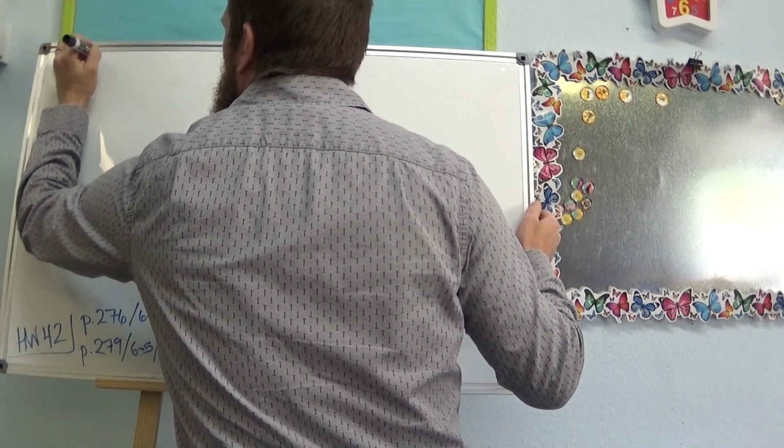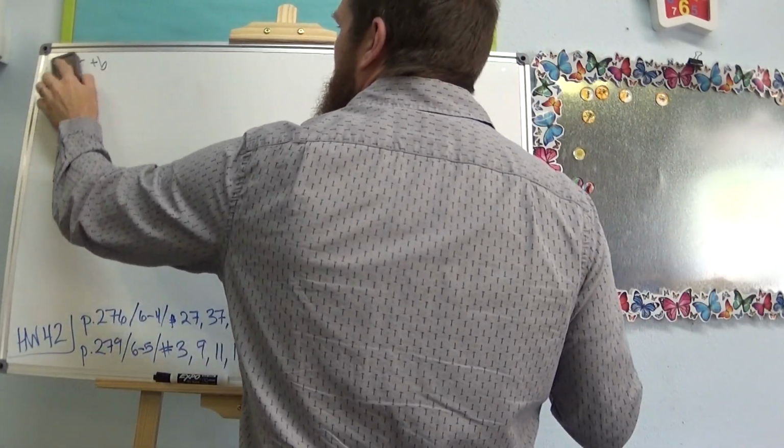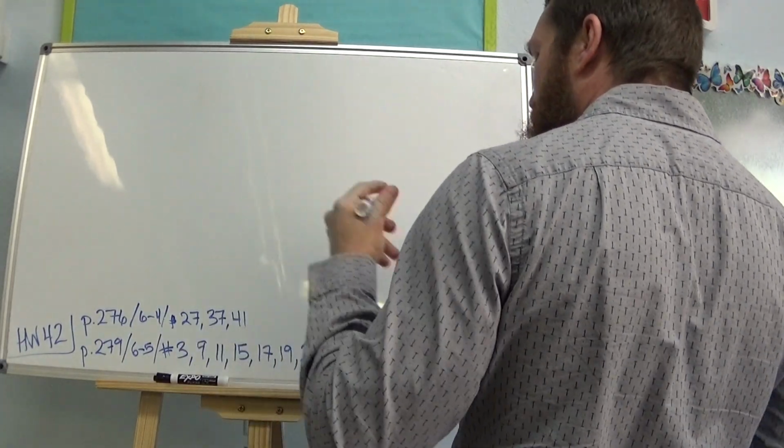Ax squared plus b. This black looks terrible. Give me a second. I've got to do something. This just looks horrible. That's funny, because that's a brand new marker too.